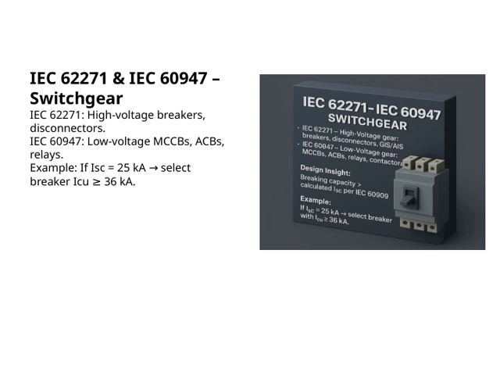An important point to remember is how to select the appropriate breaker based on short-circuit current levels. For example, if the available short-circuit current, Isc, is 25 kA, then the breaker you choose should have an ultimate breaking capacity, Icu, of at least 36 kA. This ensures the breaker can handle fault conditions safely and reliably. Connecting this to our overall theme, understanding these standards and selection criteria is crucial for designing a safe and robust electrical system that complies with international guidelines.